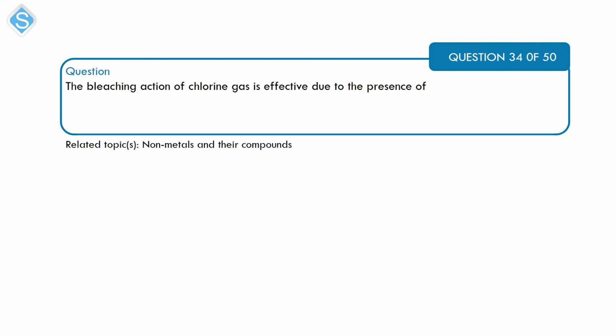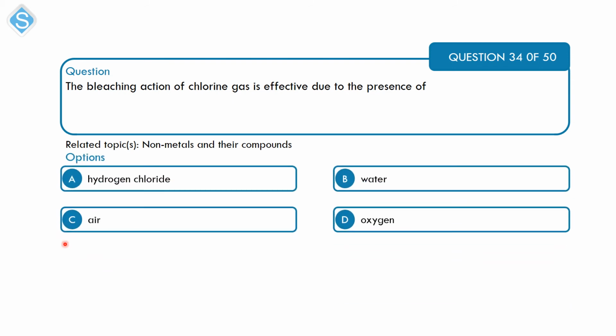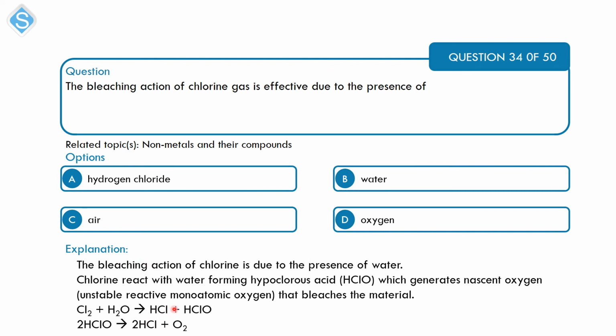Next is on non-metals and their compounds. The bleaching action of chlorine gas is effective due to the presence of A, hydrogen chloride, B, water, C, air, and D, oxygen. Alright, the bleaching action of chlorine is effective due to the presence of water. That is option B. So chlorine reacts with water, forming what we call hypochlorous acid, that's HClO, which generates nascent oxygen, an unstable and reactive monoatomic oxygen that bleaches the material.